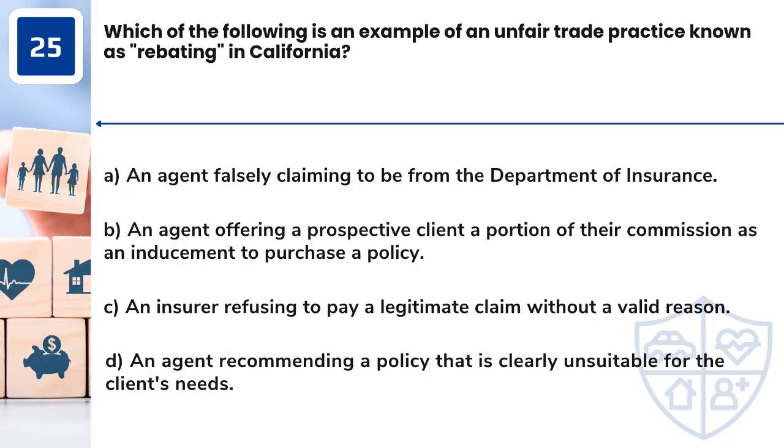Question 25. Which of the following is an example of an unfair trade practice known as rebating in California? A. An agent falsely claiming to be from the Department of Insurance. B. An agent offering a prospective client a portion of their commission as an inducement to purchase a policy. C. An insurer refusing to pay a legitimate claim without a valid reason. D. An agent recommending a policy that is clearly unsuitable for the client's needs.